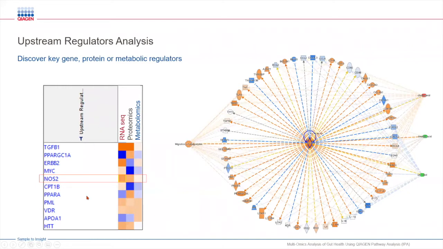So if we look at this heat map, IPA identified NOS2 as a key regulator because it is not only activated at RNA level, it is also activated at protein and metabolite level, which is again shown in orange color. Similarly, TGF beta 1 is activated in all of these three different types of omic data sets. So with this regulator information, you can then generate a network like this.